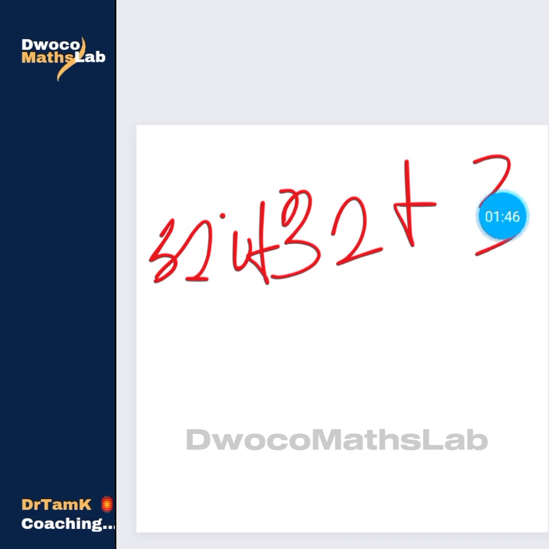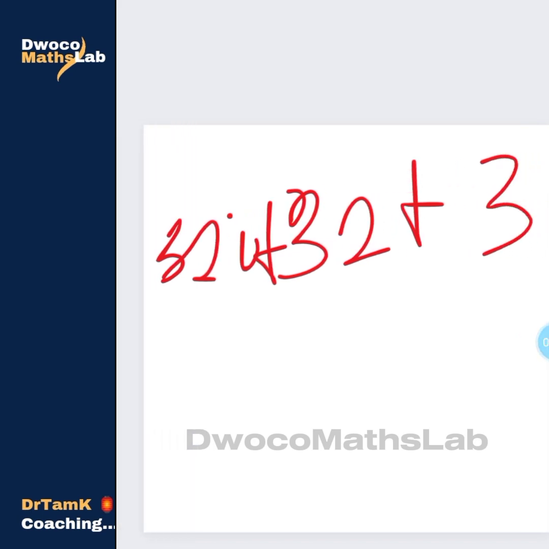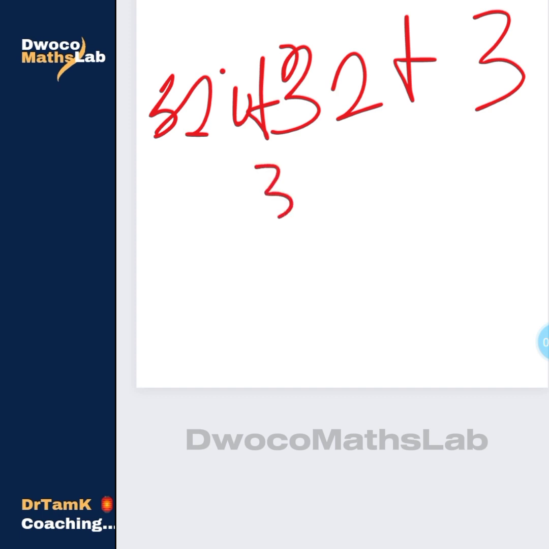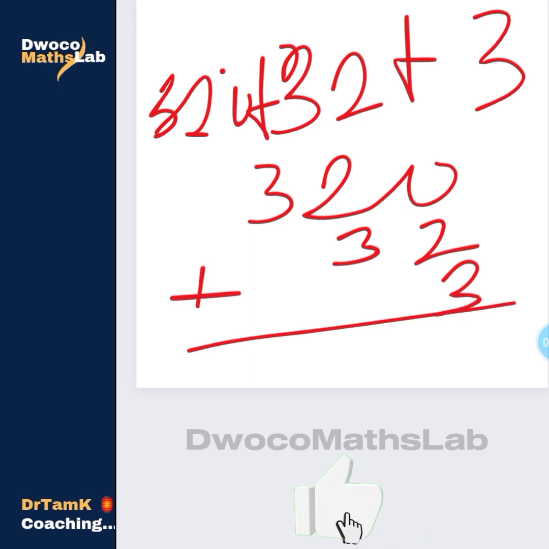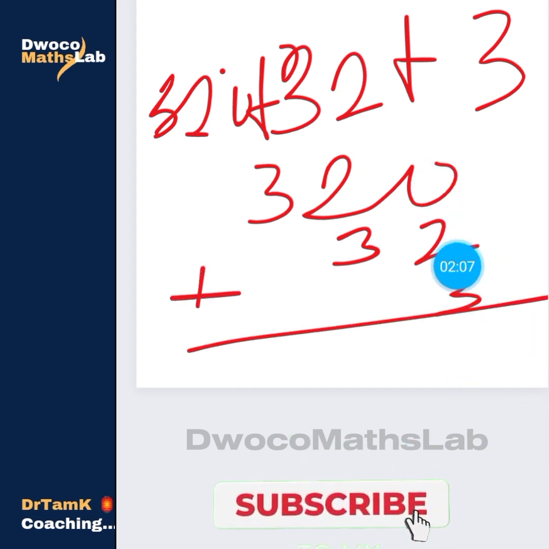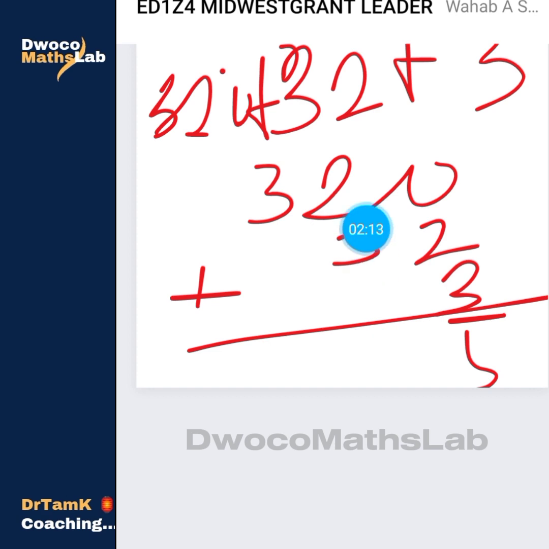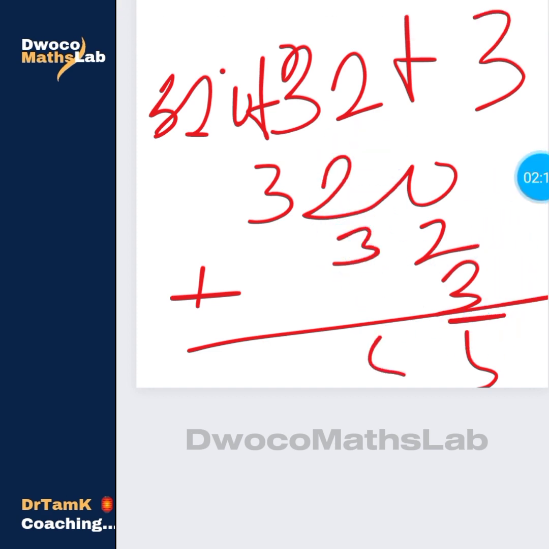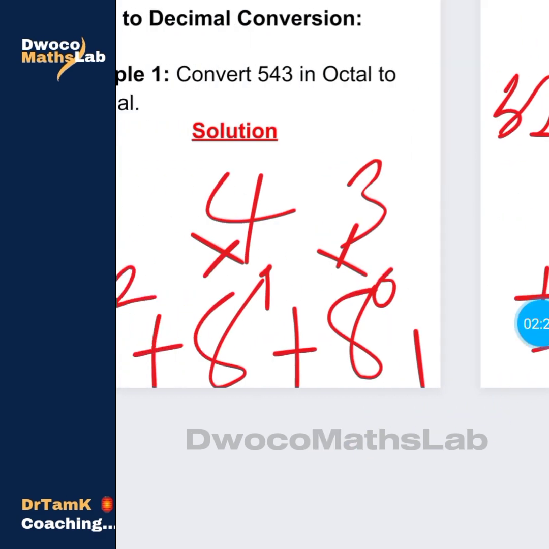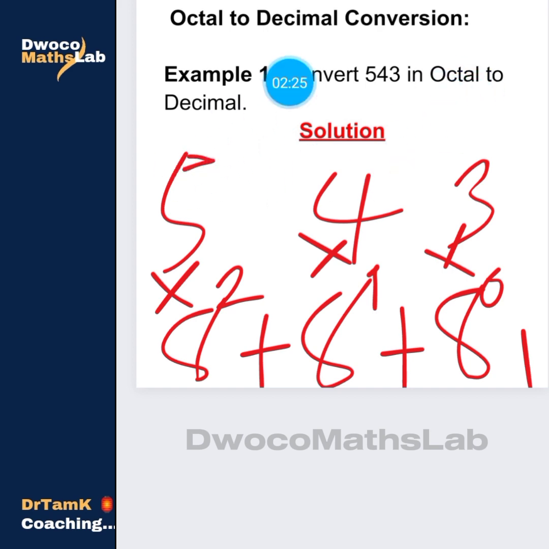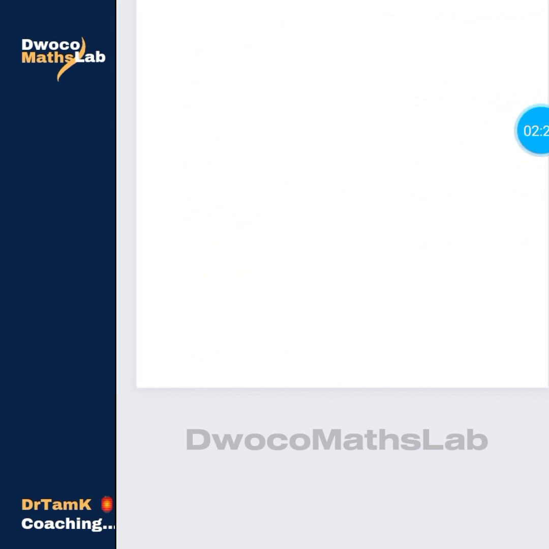Alright, so we got 320 plus 32 plus 3, right? So what we're going to do now is add them up. Now, obviously, there are some students here who are far below the standard, so I'm going to write down 320 plus 32 and then plus 3. Add them together, okay? It's simple mathematics. So we have 3 plus 2, that gives us 5. Then 3 plus 2 again gives us 5. And then you're going to have 3. So we got 355. Is it clear? So obviously 543 base 8 to base 10 is 355 as a final answer.